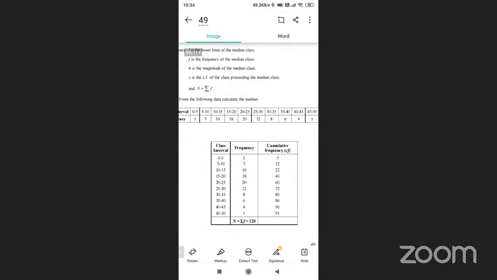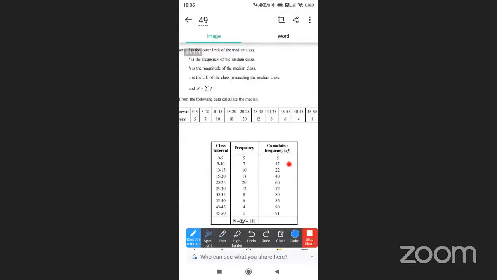45.5 is not in 12, not in 22, not in 40, but it is in 60. We said just greater than n/2 in step number 2. So the 60 corresponds to a frequency of 20. So f equal to 20, and l equal to 20, the lower limit of the median class. So 20 to 25 is the median class.